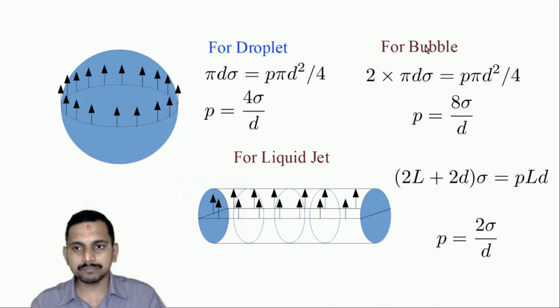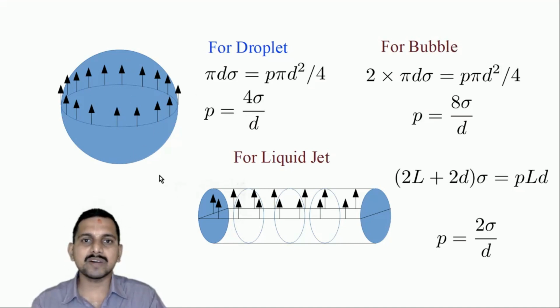Whereas for a bubble, there are two surfaces, one is inside surface and one is outside surface. So that is the reason we have 2 into pi d sigma is equal to p pi d square by 4, where p is the pressure. Now the pressure P is equal to 8 sigma by d. So the pressure inside a bubble is much larger than that of the liquid droplet.